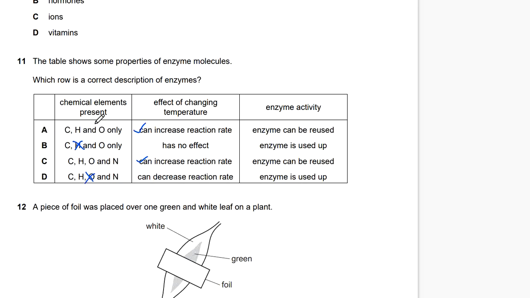However, you can see here in letter A, carbon, hydrogen, oxygen only. The word only makes it the wrong choice. So the correct answer for this is letter C. We have carbon, hydrogen, oxygen, and nitrogen. So enzymes also can be reused because, as I've said a while back, it can only increase the reaction rate, but it does not affect the chemical reaction.